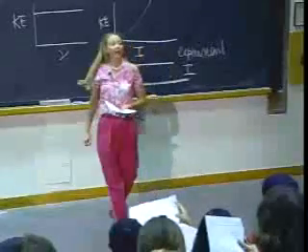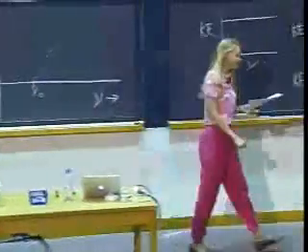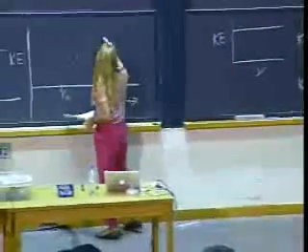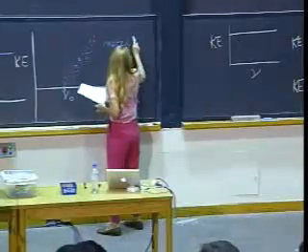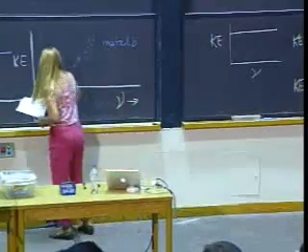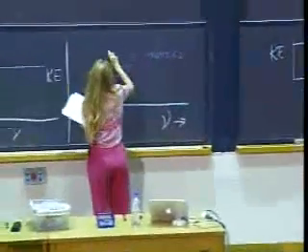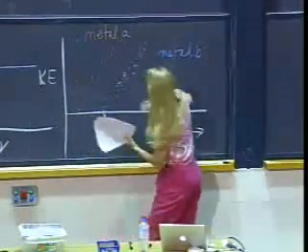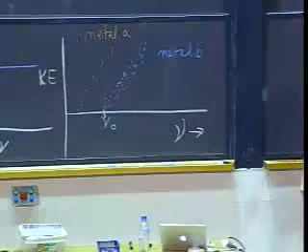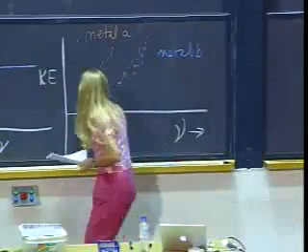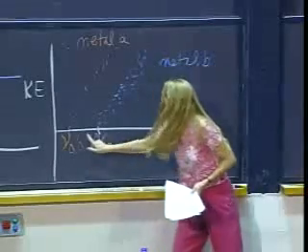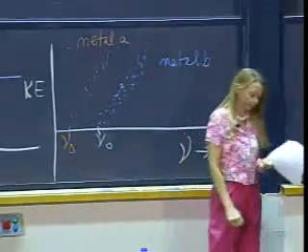And he looked at these plots of the kinetic energy versus the frequency of the light. This is the data for metal B. Here's the data for metal A. In all cases, it kind of looked like it was linearly dependent on frequency. And the only thing that was seemingly different for the different metals was the threshold frequency.